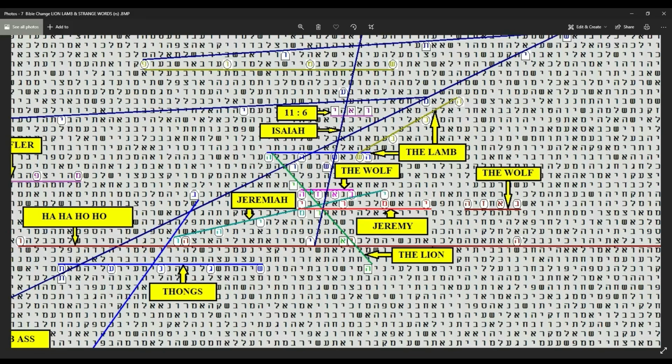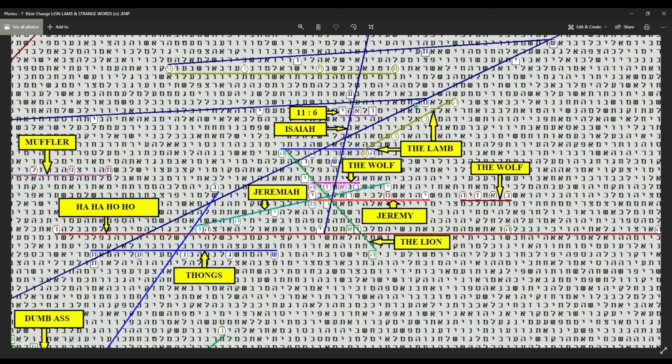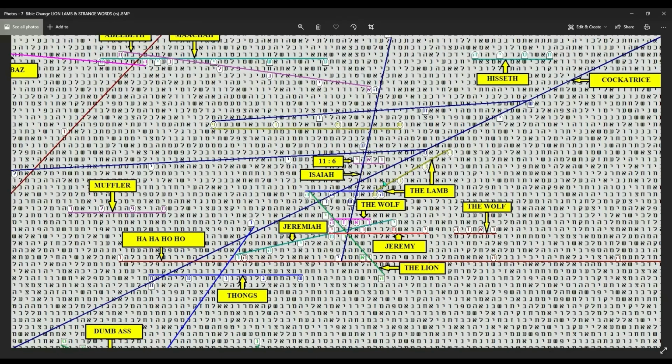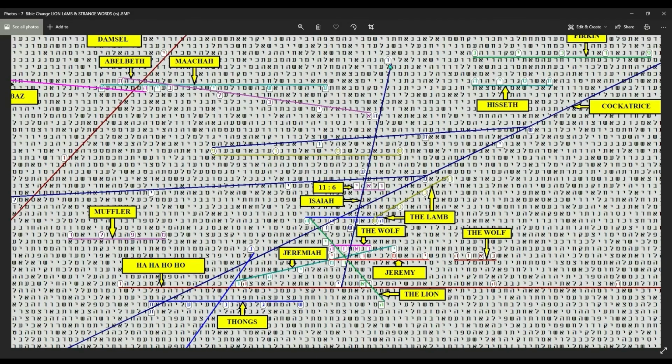And two wolves as well, a wolf here and a wolf here, on the same skip of two as well. So as you can see, we have the lion with the lamb, and then the wolf comes into the midst of it right there. Really, really strange. And Isaiah 11:6, the chapter, what's all to do with the lion lying down with the lamb?